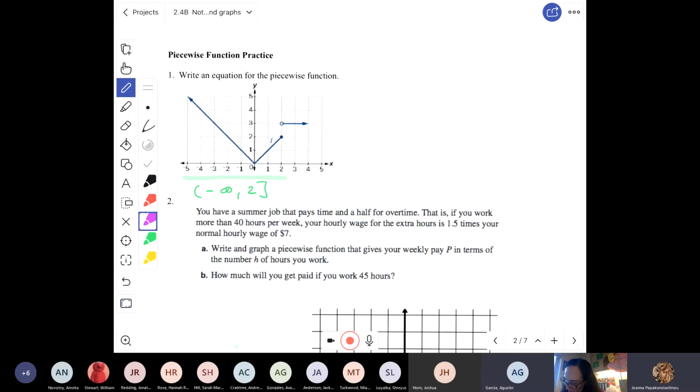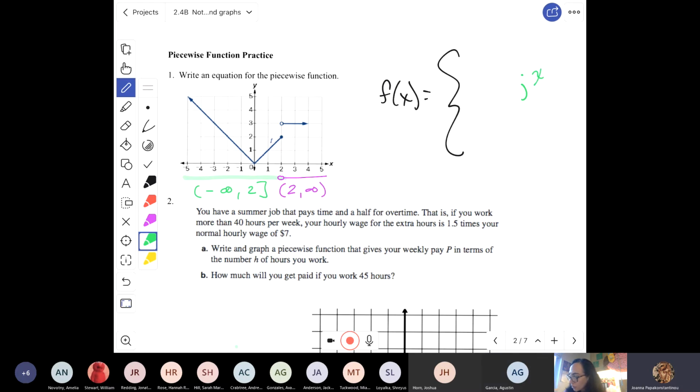And then what's our other piece? Open 2 to infinity, open. I like it. Okay, so now when I go to write the piecewise function, I see it's defined on 2 intervals. The first interval, the green one, if I were to represent negative infinity to closed 2 as an inequality, how would I do that? X would be less than or equal to 2. That is magnificent.